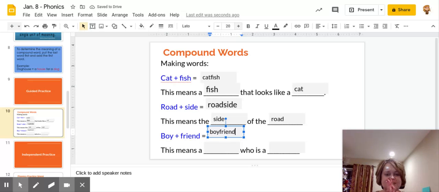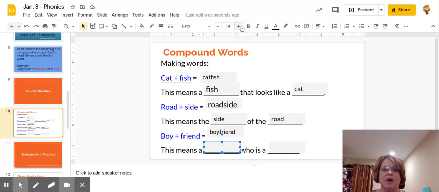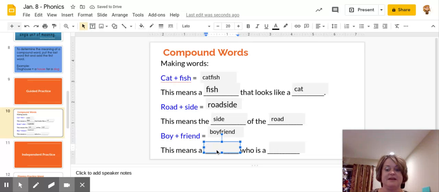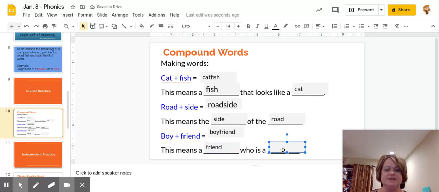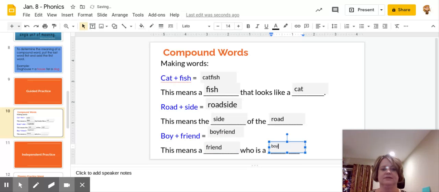Okay, so now you do this one. What is the last word? We're going to put it first. Okay, so the last word is what? Tell me on the screen, even though I can't hear you. Friend. All right, so we have friend first. Take the last word, put it first, and then put the first word at the end. Boy. So it is a friend who is a boy. A friend who is a boy.